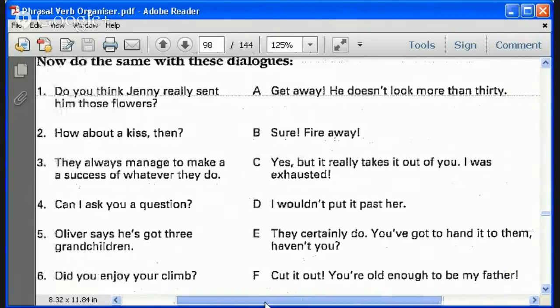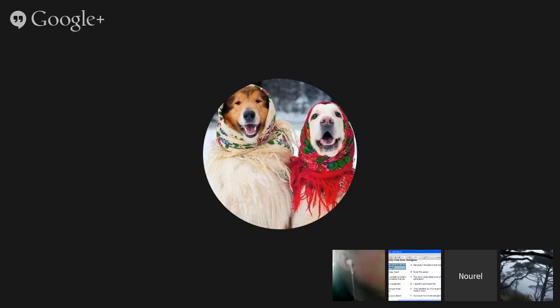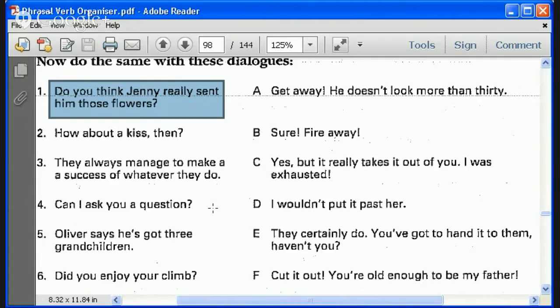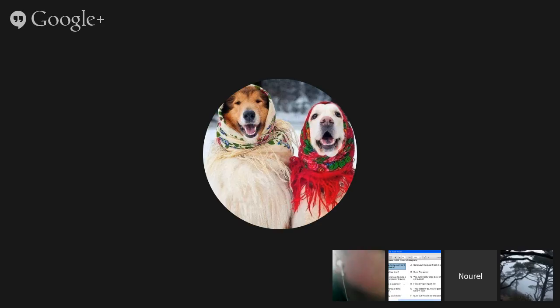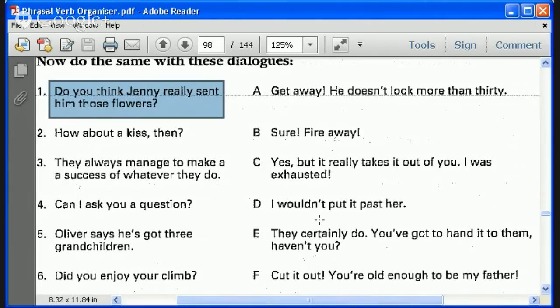All right, let's try another set. Okay, Gregory, I won't make you go first this time. Narelle, why don't you go first this time? Okay. Do you think Jenny really sent him those flowers? Okay. Oh, sure. Fire away. Not quite. Okay. No. Not exactly. You have any other ideas? Not exactly, no. No, I will go with... I wouldn't put it past her. Ah, indeed, yes. Okay.